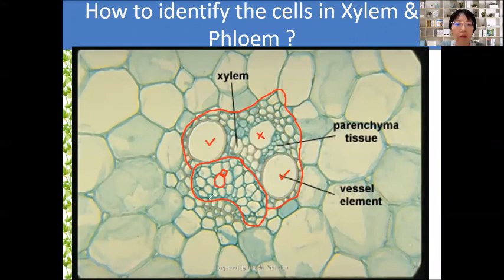Now I want you to see here. Can you see this cell here? The wall is also very thick and pink or red, right? But the diameter of the cell is very small. So this cannot be a xylem vessel element. If it's not a xylem vessel element, then what cell should this be?